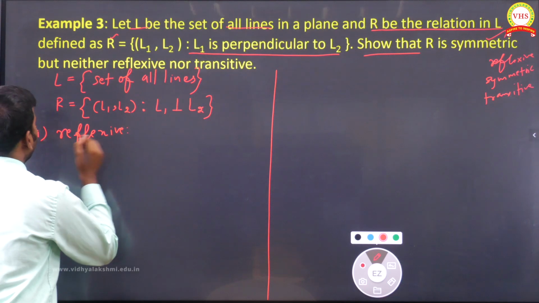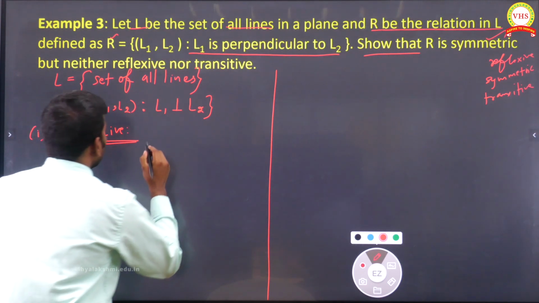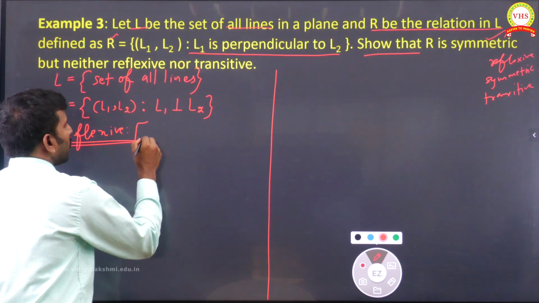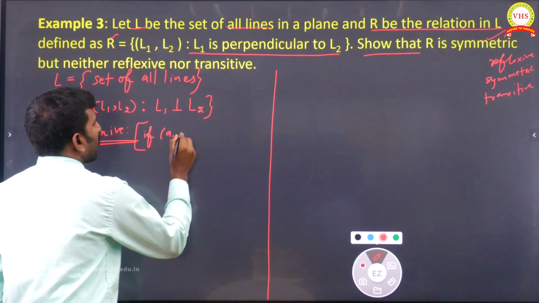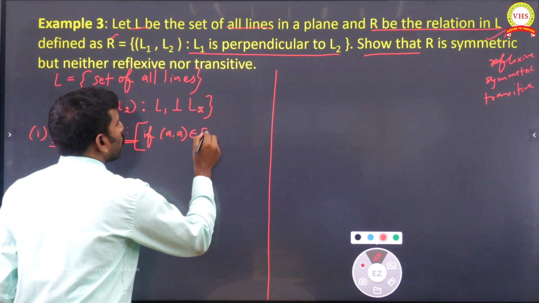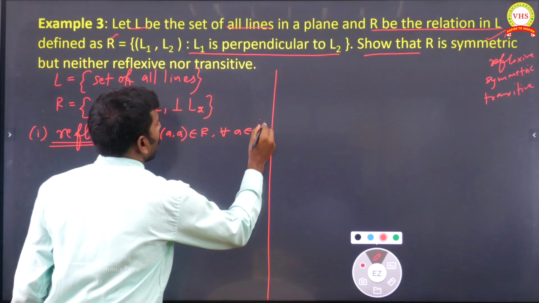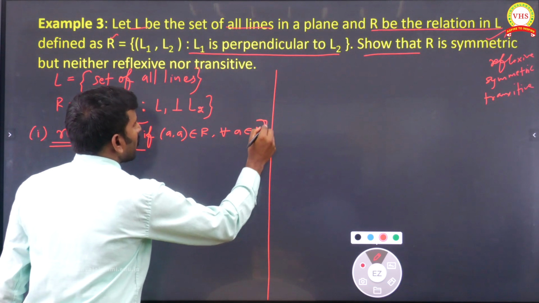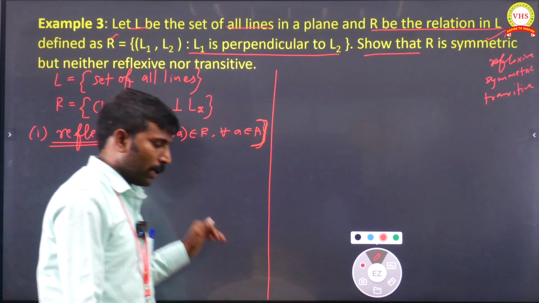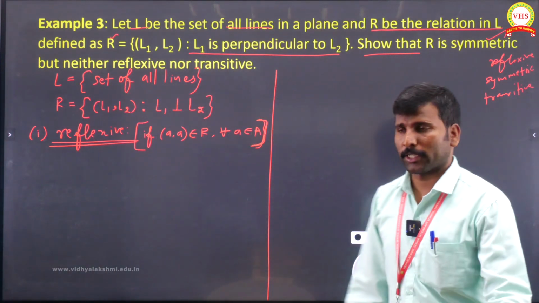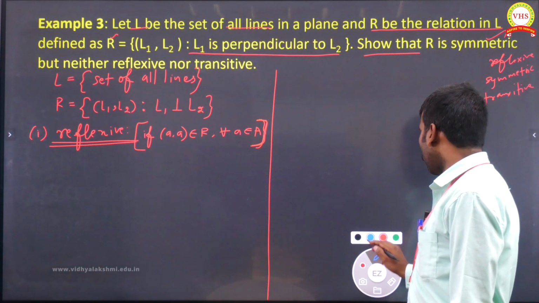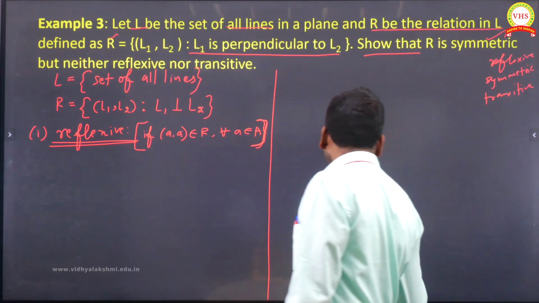So reflexive will take, listen children, reflexive in the sense what I said. See, (A, A) should belong to R, for all A belongs to the set A. This is the formula. The formula I have explained already in the first video. Right. So we'll go to the answer.